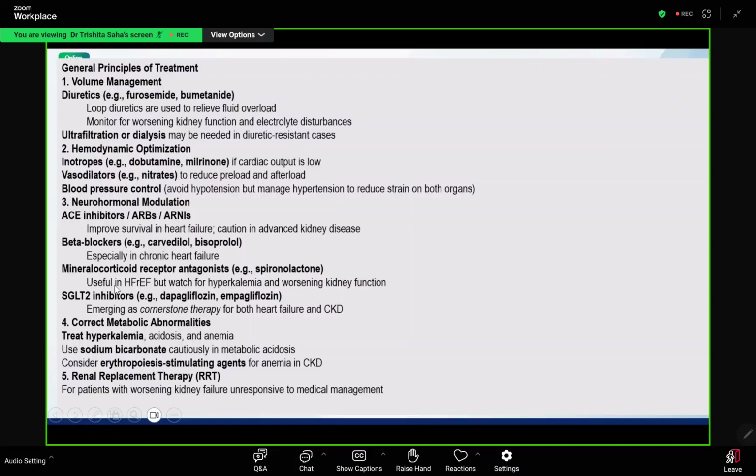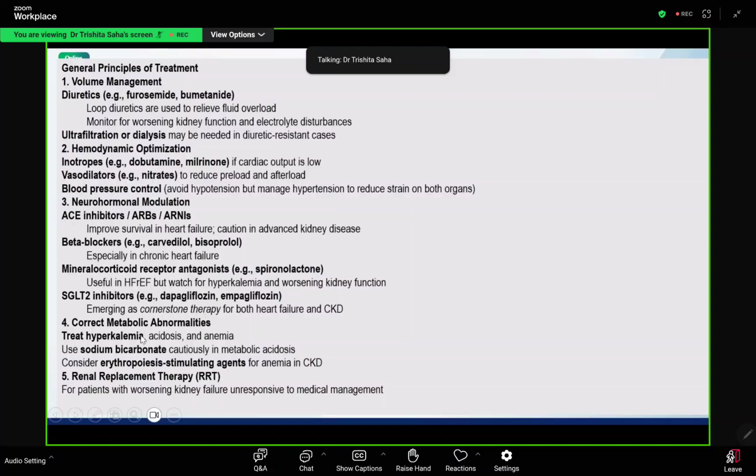Spironolactone is useful in heart failure with reduced ejection fraction, but we have to watch for hyperkalemia and worsening of kidney function. Now, the newest in the block is the SGLT2 inhibitor, dapagliflozin. All the studies have shown they are emerging as a cornerstone therapy for both heart failure with CKD.